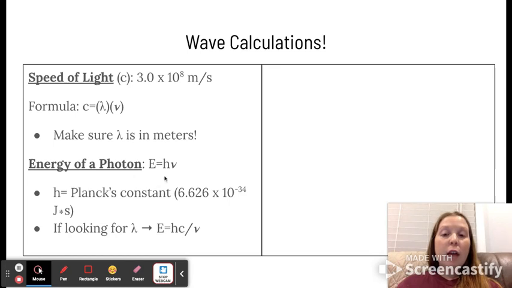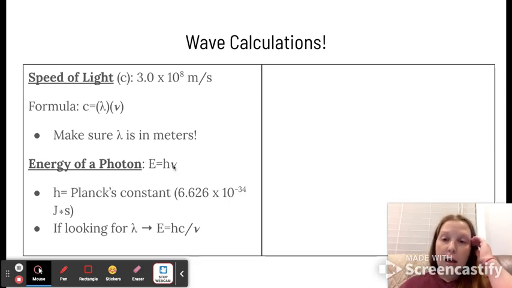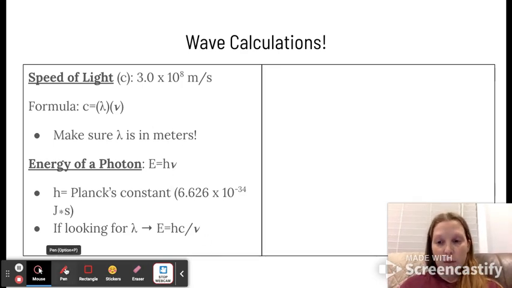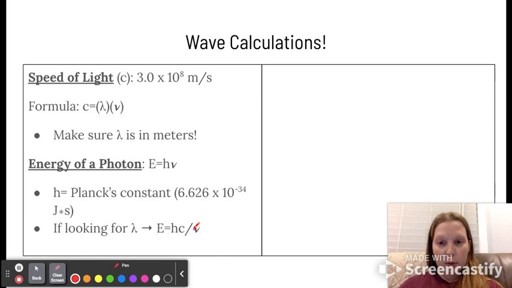If, let's say, I give you energy, but I want to know wavelength, you can do that as well by substituting in your speed of light formula solved for nu, or frequency. You can sub it in on how it would fit here. So actually, let me use this pen. This was a typo on my end.